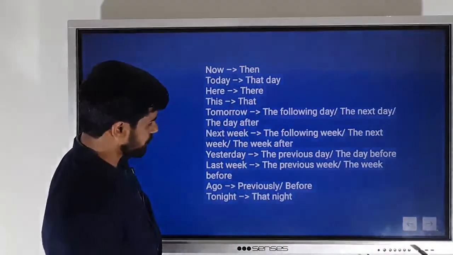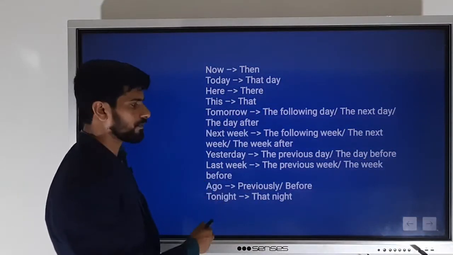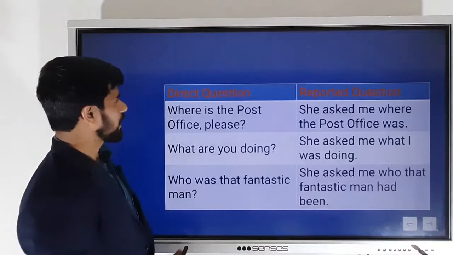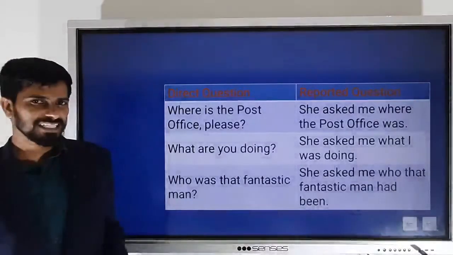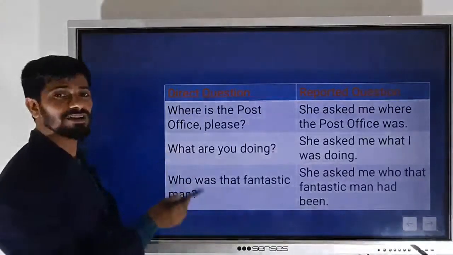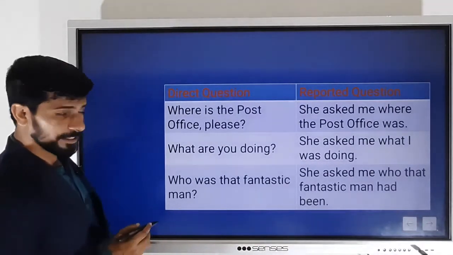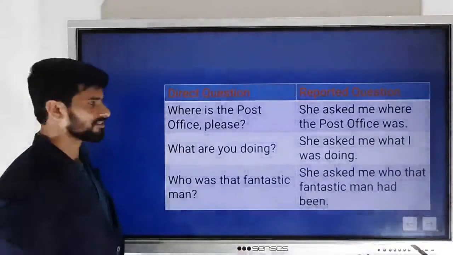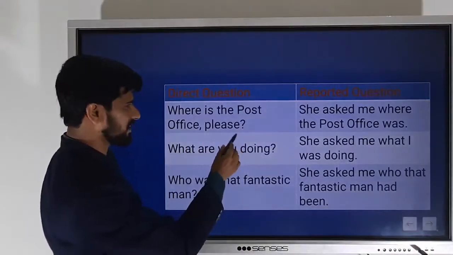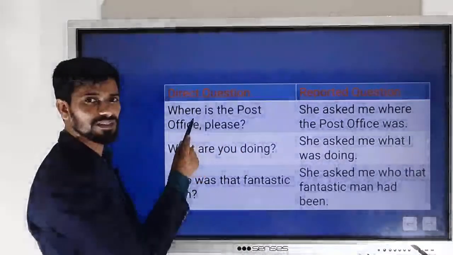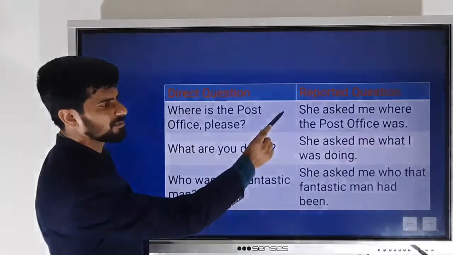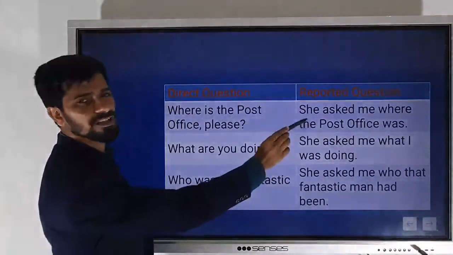So all these things we have discussed, in the table we have seen these things. That's fine. And what changes take place when you convert a question into reported speech? We talked slightly about this in the beginning. So it is a WH question. Where is the post office, please? She asked me where the post office was.